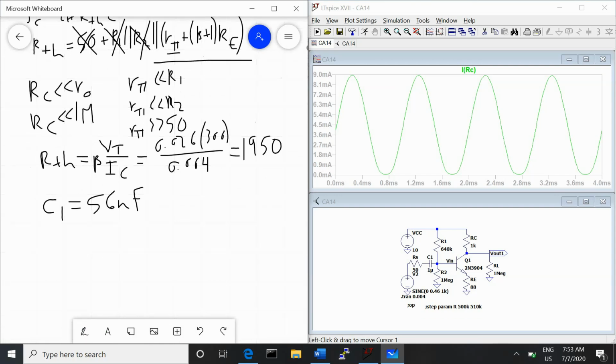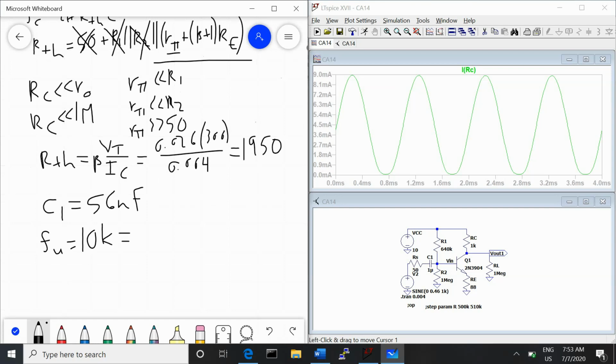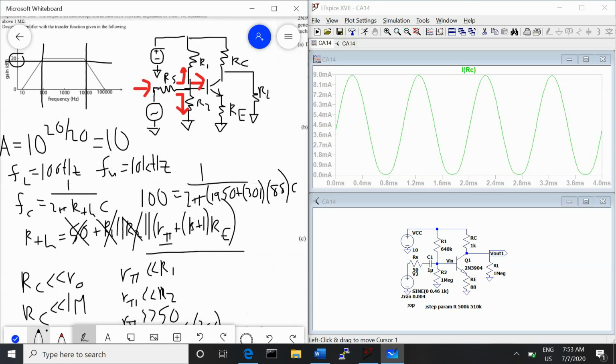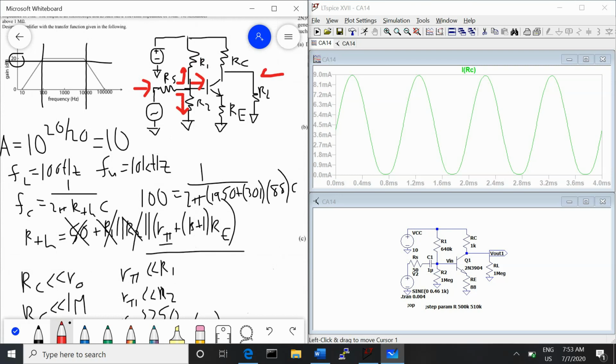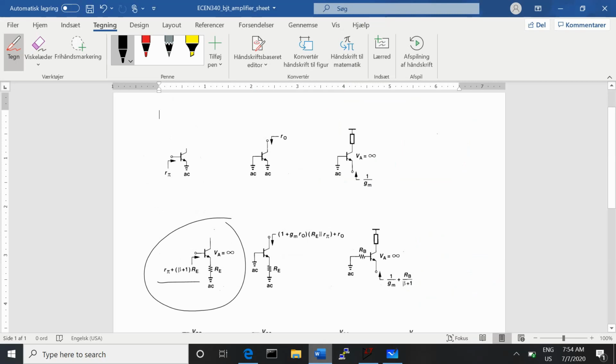And then for our upper corner frequency, it's the same equation, so it's 10K equals 1 over 2 pi times R Thevenin, which is different in this equation because we're now looking into the amplifier from here. So we get RL in parallel with RC in parallel with the resistance that we see looking into the amplifier from the collector. We can get that from our handy-dandy equation sheet as well.